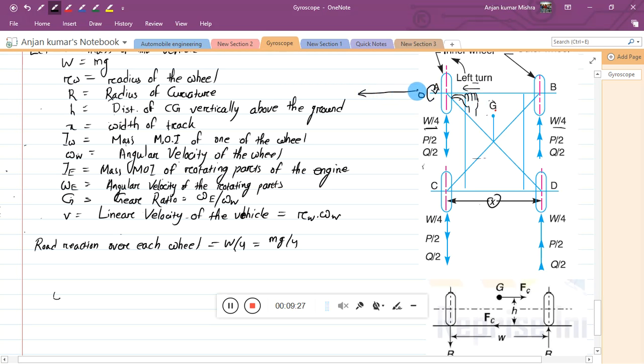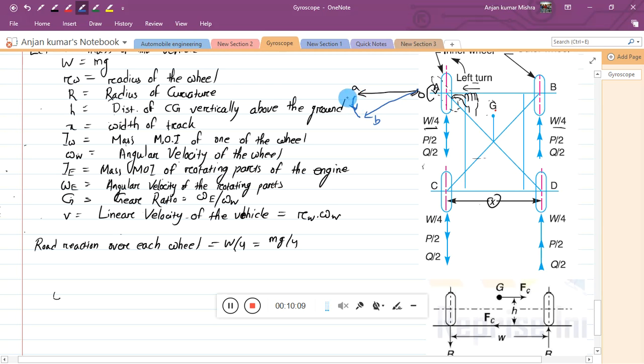Suppose this is O, and this is OA. Now if it is taking a left turn, that means the new position of the wheel is something like this. The velocity vector will change its direction by some angle. Suppose this is your B, so this is the turning, or left turning.